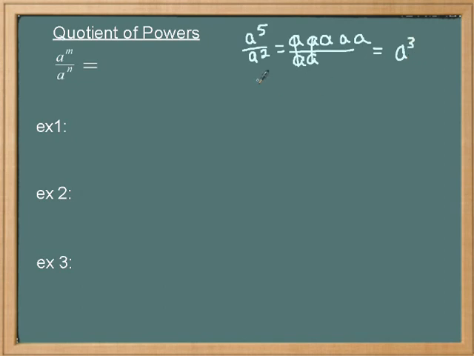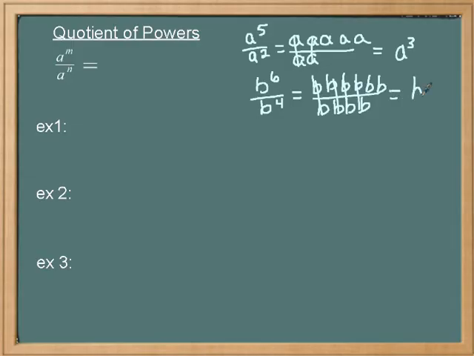Let's try another one to see if you can catch that rule. What if I had b to the sixth over b to the fourth? Let's see what we would get. I'd have 6 b's in the numerator, and then I would have 4 b's in the denominator. And what would you be left with? It looks like you would have b squared. So do you know the rule yet? Let's see if you figured it out.